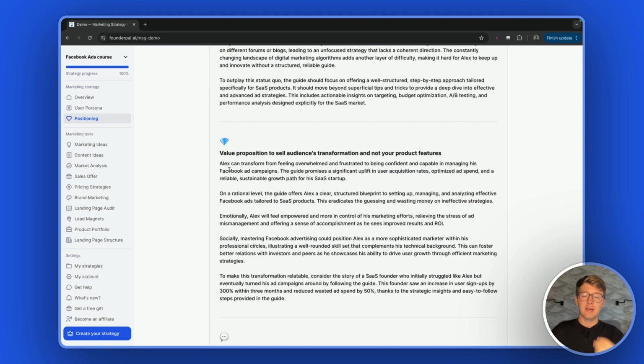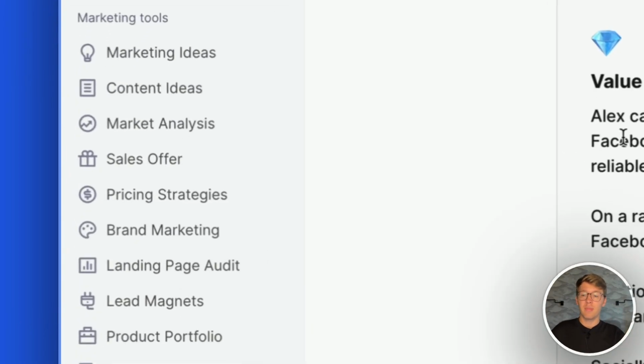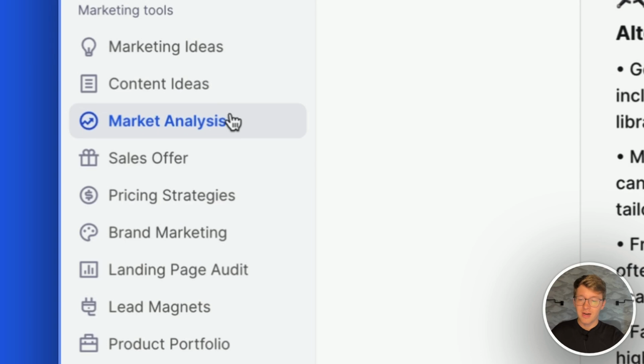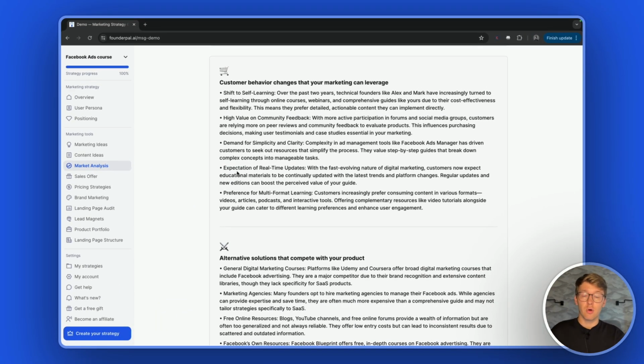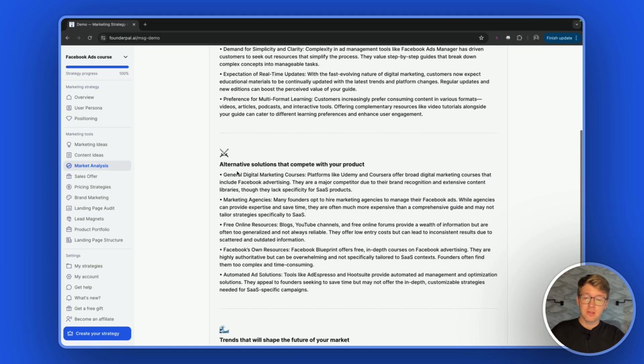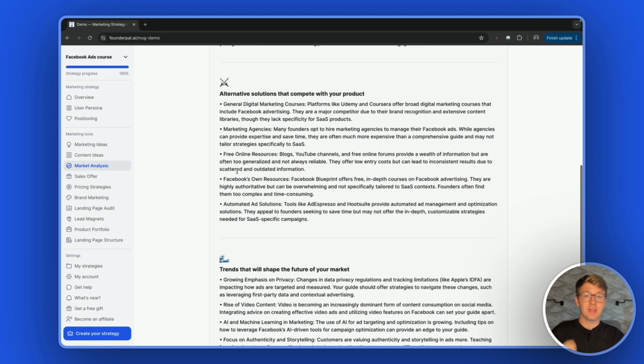Now you want to get some insights, what's going on in the market. So for example, you can go to market analysis and understand what is happening with your audience, what are your competitors, and what trends can you leverage today to make your course more successful in the future. All of these insights you could get by researching the internet and conducting interviews. But if you don't have time, you can get 80% of insights in just 10 to 20 seconds.